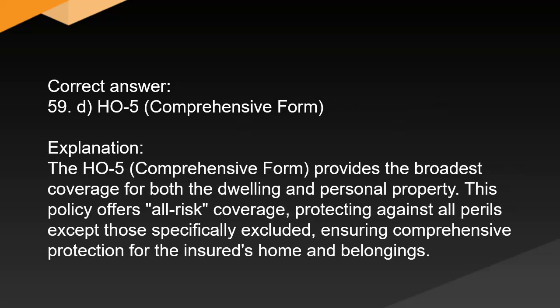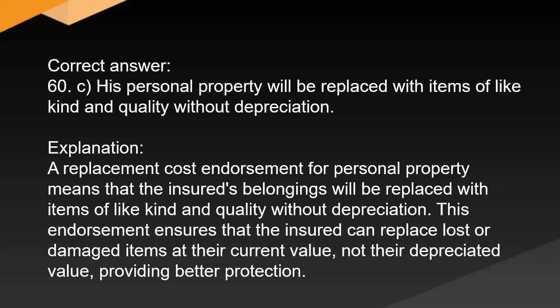Correct answer. D. HO5 Comprehensive Form. Explanation. The HO5 Comprehensive Form provides the broadest coverage for both the dwelling and personal property. This policy offers all-risk coverage, protecting against all perils except those specifically excluded, ensuring comprehensive protection for the insured's home and belongings. Correct answer. C.